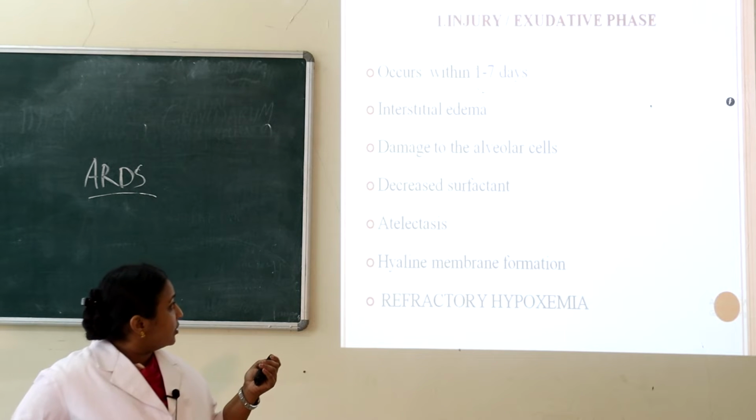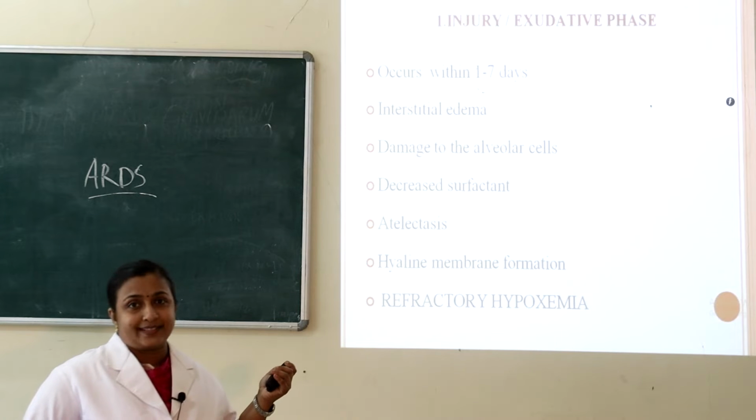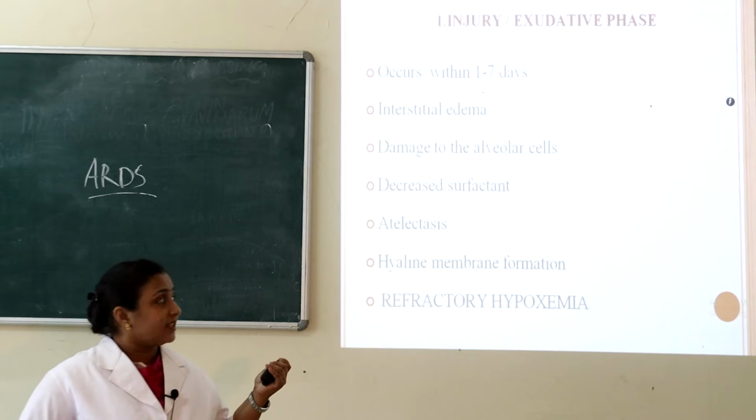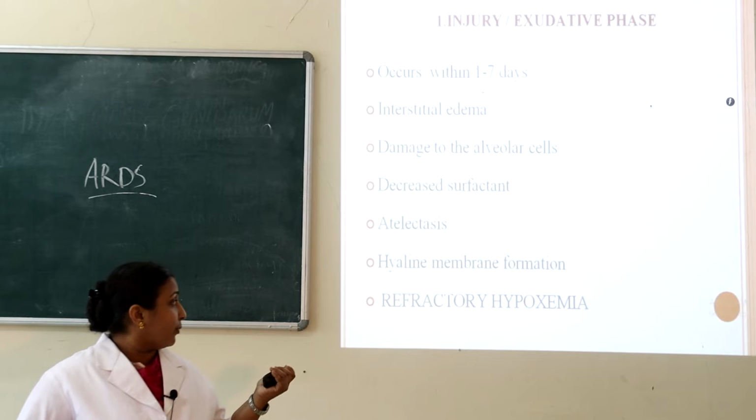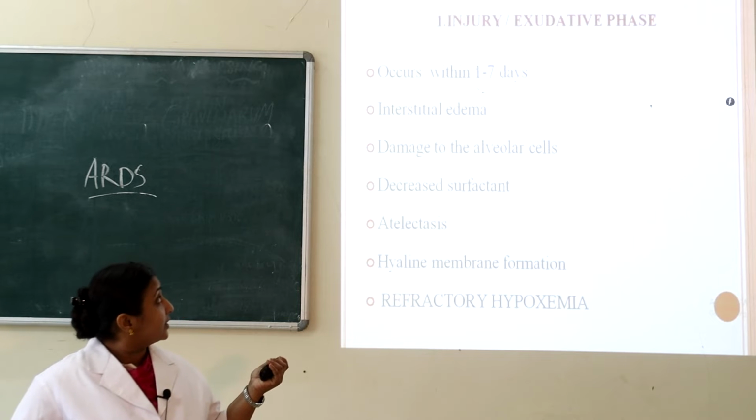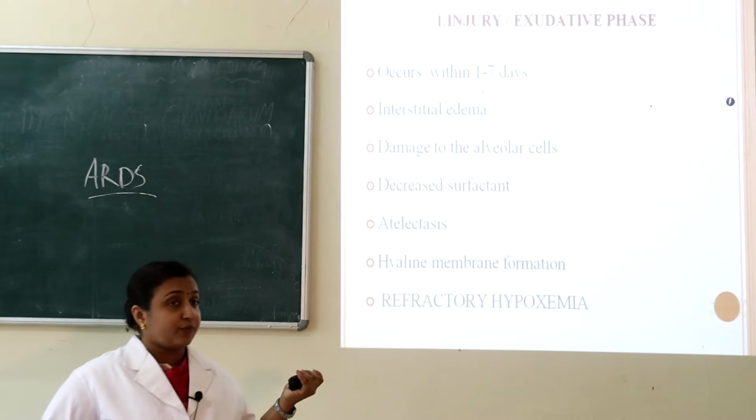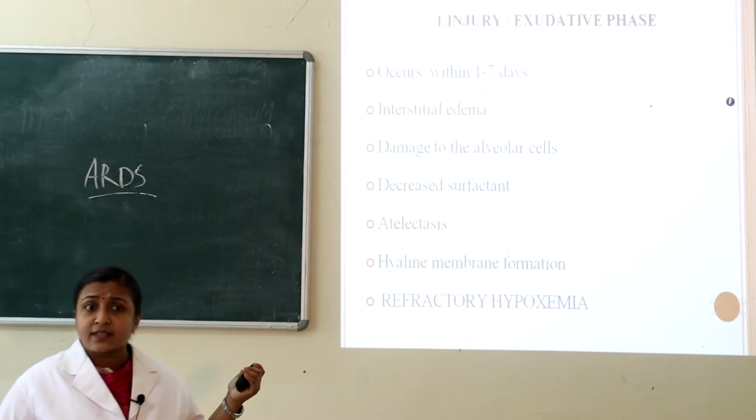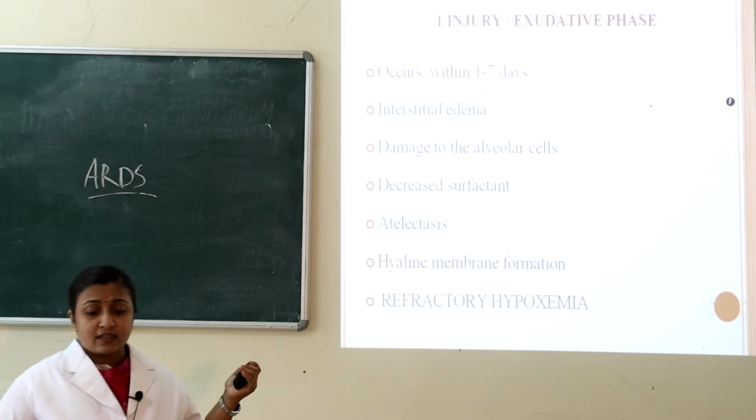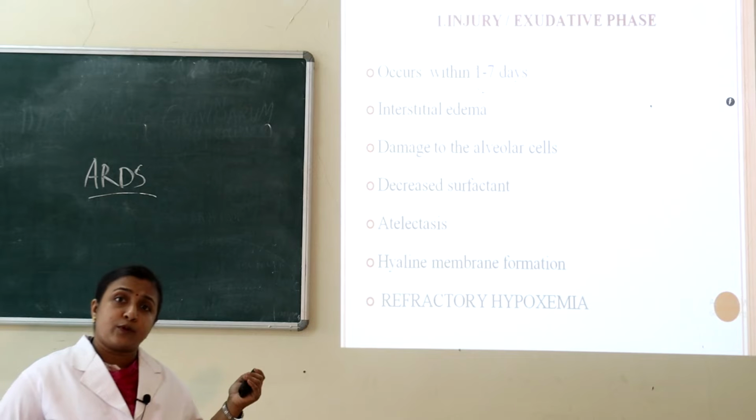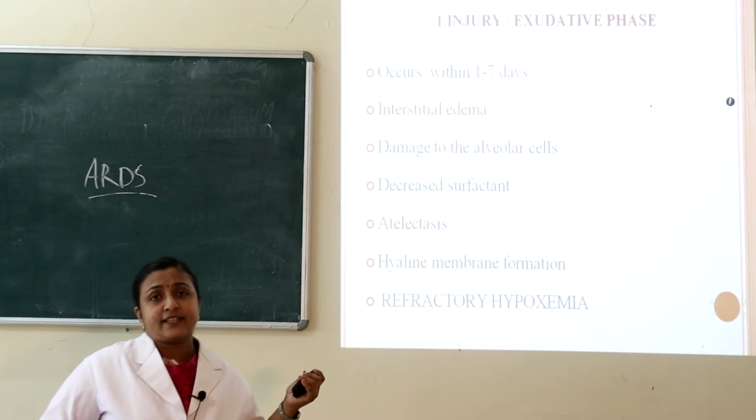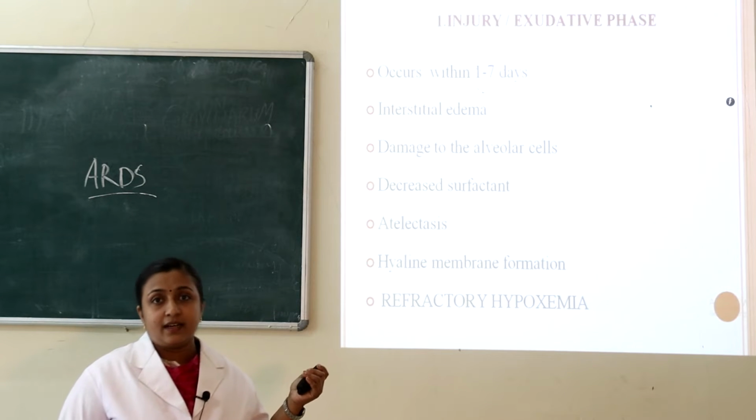Then it causes a decrease in the surfactants, finally leading to atelectasis. Then hyaline membrane formation. During this stage, it finally leads to refractory hypoxemia. What is the meaning of refractory hypoxemia? That means irreversible hypoxemia. Hypoxemia means decreased oxygen content in the blood.